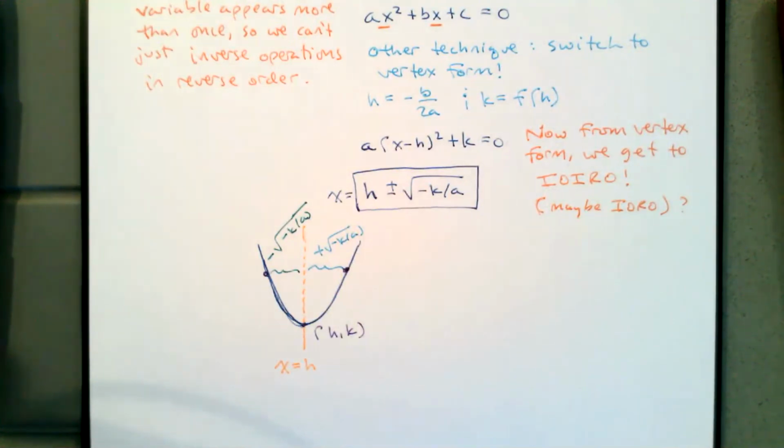So we can see that when we look at the vertex and the direction that the parabola opens, we can use the geometry of the parabola to determine if there's going to be two solutions or no solutions.